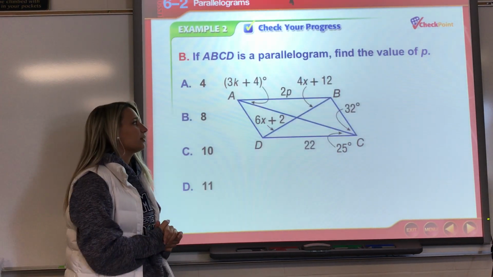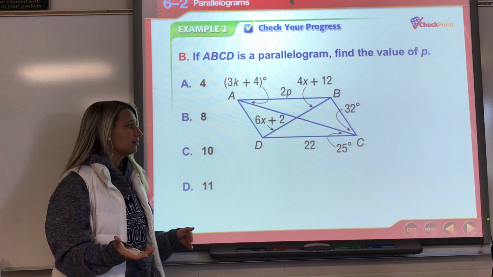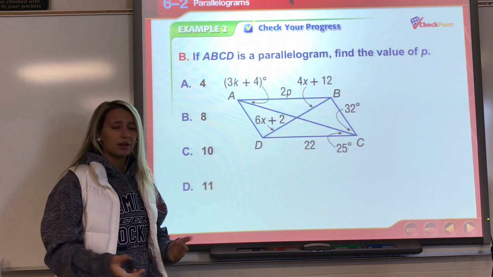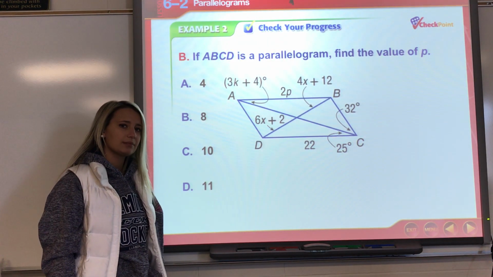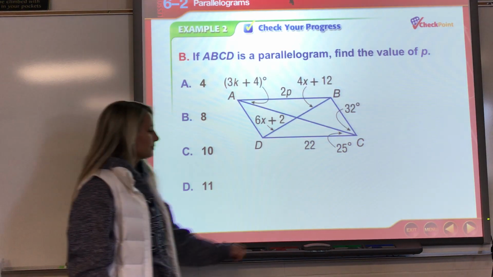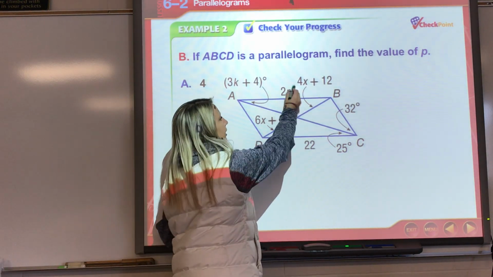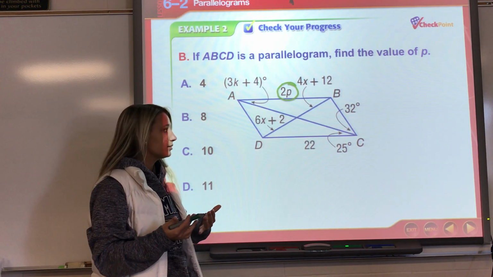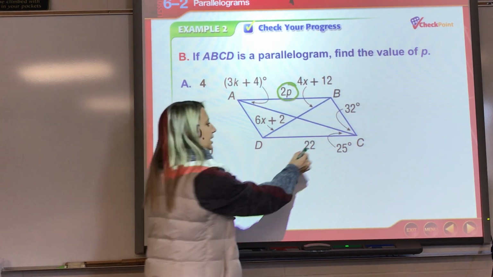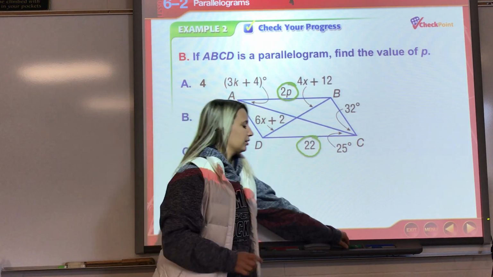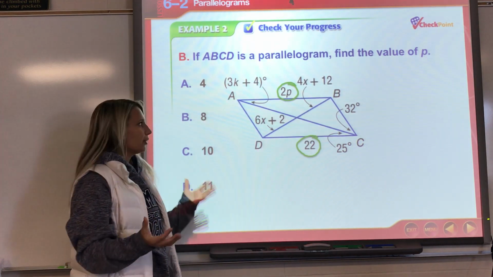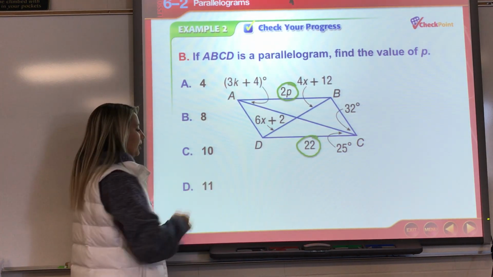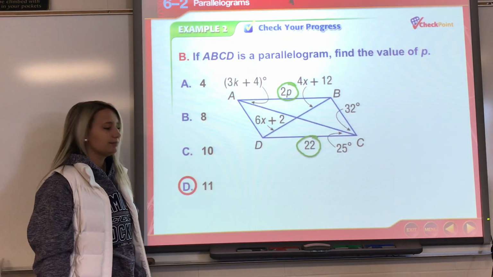Okay, here's another one. Now we're finding the value of p. Where's p? Why don't you guys take a second to solve this? Okay, p is right here, talking about one of the sides of the parallelogram. I'm going to look at the opposite side, this 22. These opposite sides are congruent, so set them equal to each other. We get p equals 11.